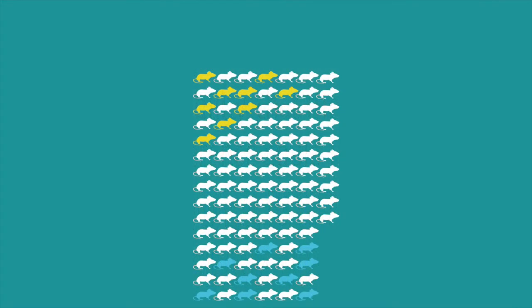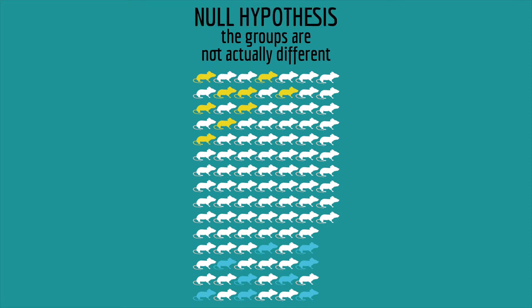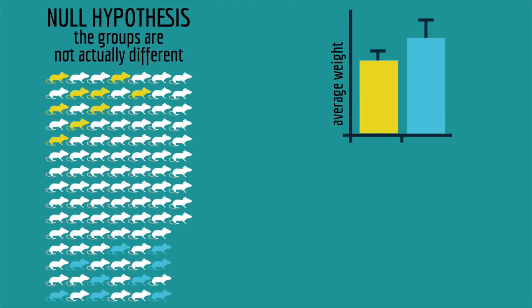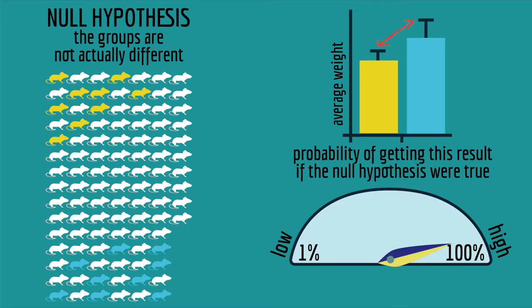For example, imagine that we have a lot of mice and we weigh two groups of them. Let's assume the two groups are not actually different. Remember, that's the null hypothesis. So when you measure their weights, the averages are not exactly the same just because of random chance in which mice got measured. But that's normal. In fact, the probability of getting a tiny difference is actually quite high, even if there is no real difference between the two groups. That probability is the p-value. It's usually expressed as a fraction instead of a percentage.